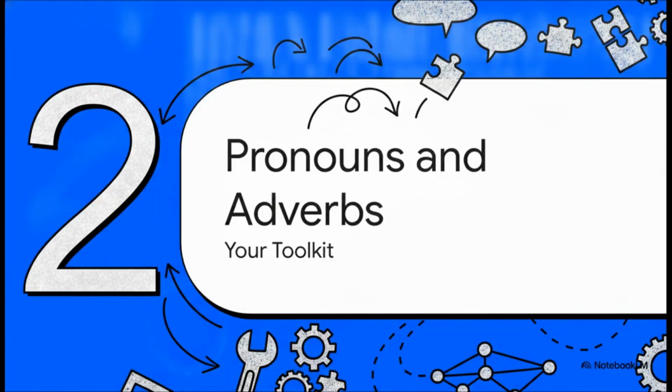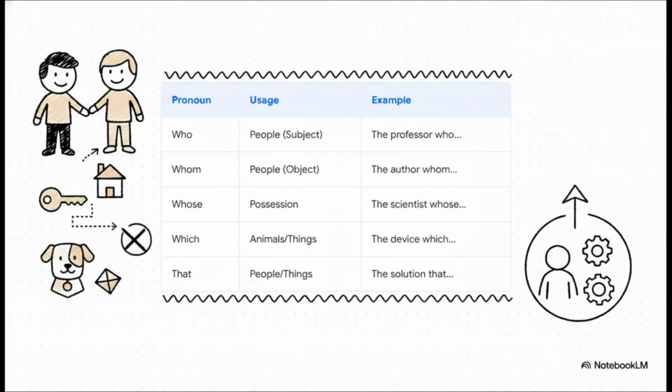Okay, section 2, relative pronouns and adverbs, your toolkit. Now this matrix gives you the strict rules for pronoun selection. Look at the breakdowns here. You use who for people as subjects, but notice how whom is strictly for people as objects in more formal English, like the author whom I interviewed. Whose locks in possession. And please, this is a big one. Ensure you never use which for a person. Keep which strictly for animals and things. That, on the other hand, is your versatile backup. Good for people, animals, or things.